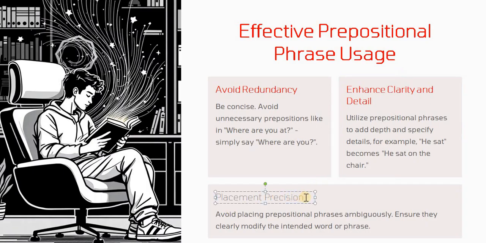Now, placement precision. This is very important. We have to identify the usage of the preposition to identify the places. Avoid placing a prepositional phrase ambiguously; ensure that it clearly modifies the intended word or phrase.